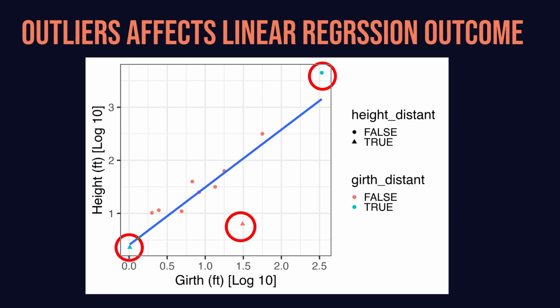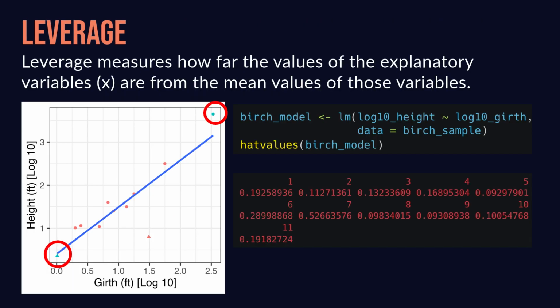There are two kinds of outliers. The first kind of outlier is when you have an explanatory variable that is extreme. In a simple linear regression model, these are easy to find and visualize. You can see that there are two trees, one with a bigger girth and the other one with a smaller girth. These types of extreme explanatory values can be quantified using a parameter called leverage. Leverage measures how far the values of the explanatory variable are from the mean values of those variables.